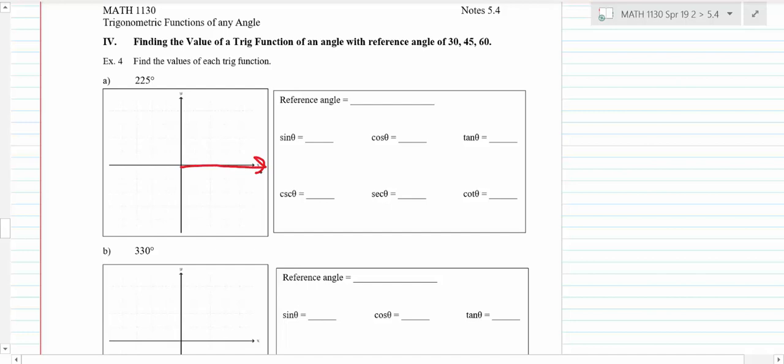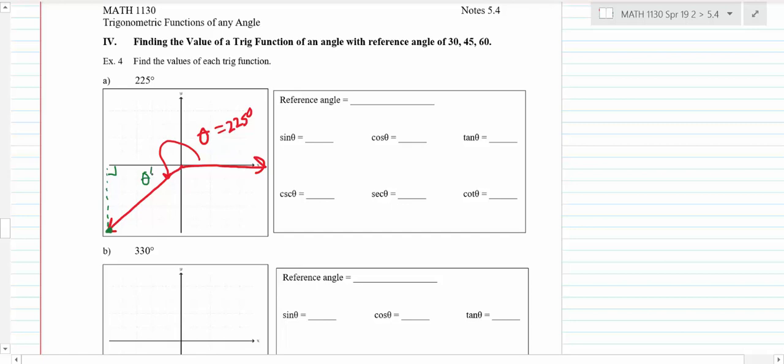We're going to go ahead and graph 225. So we know that's in quadrant 3, so just sketch a 225 degree angle. That would be my angle theta is 225. And what I want to do is a reference angle. Remember the reference angle, you always draw straight up to the x-axis, and then theta prime is going to be that reference angle right there.